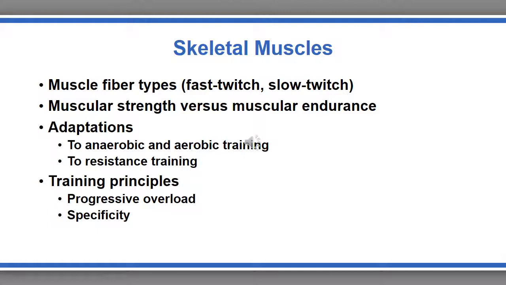And then we have adaptations of your muscle to anaerobic and aerobic training. Your anaerobic training is your quick, very quick bout of training, and aerobic training is a longer bout. And to resistance training. And then we have different training principles. We have a progressive overload principle and the specificity principle.